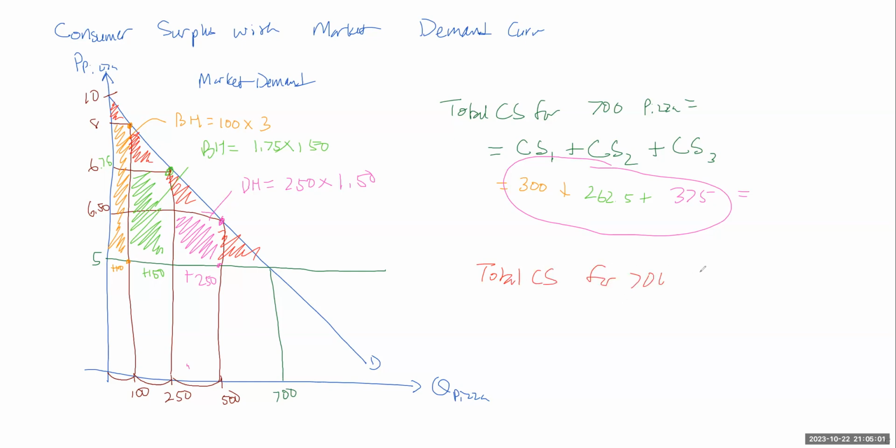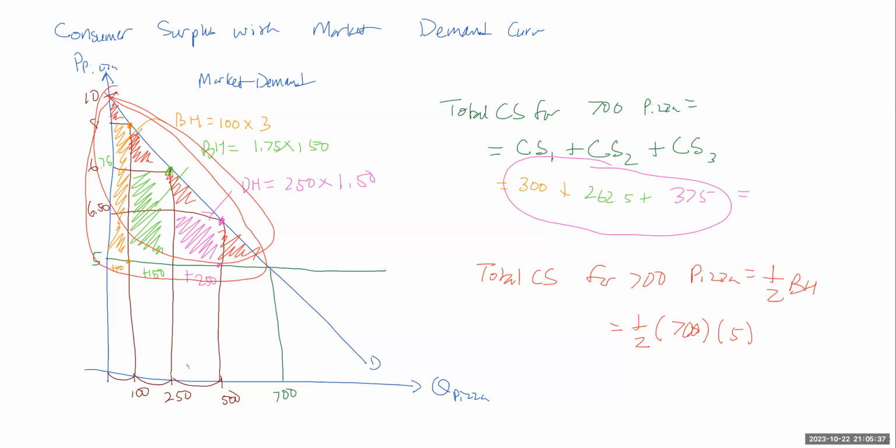for 700 pizza is equal to the area of this triangle, which is 1/2 base times height, which equals 1/2 base, which is 700, times height, which is 10 minus 5, or 5. Okay. So again, if we're allowed to buy fractional amounts of pizza, then consumer surplus becomes the area of this triangle.